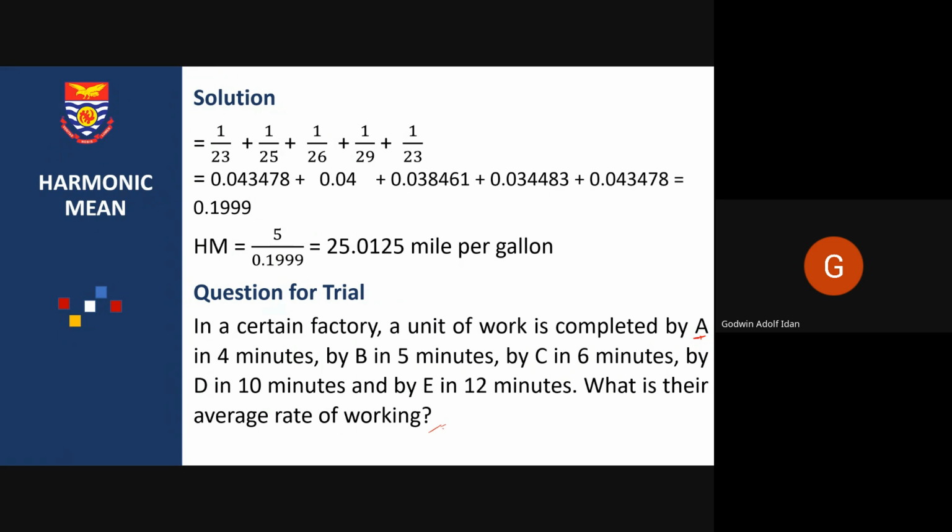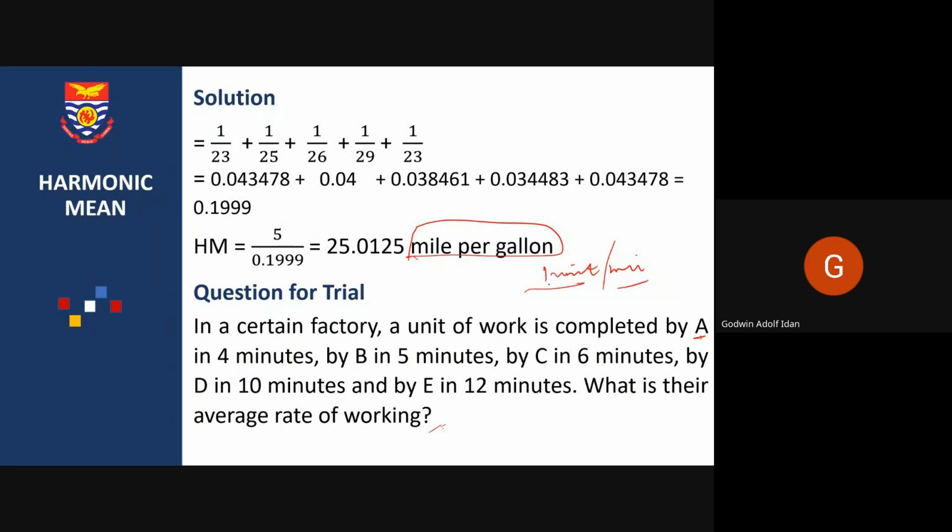So remember we said that the harmonic mean is applicable when we have the ratio unit. So this one, the answer was given in the unit mile per gallon. If you look at this particular question, you realize that you are looking at the rate of each finishing a work in minutes. So it is going to be 1 unit of work done per minute.